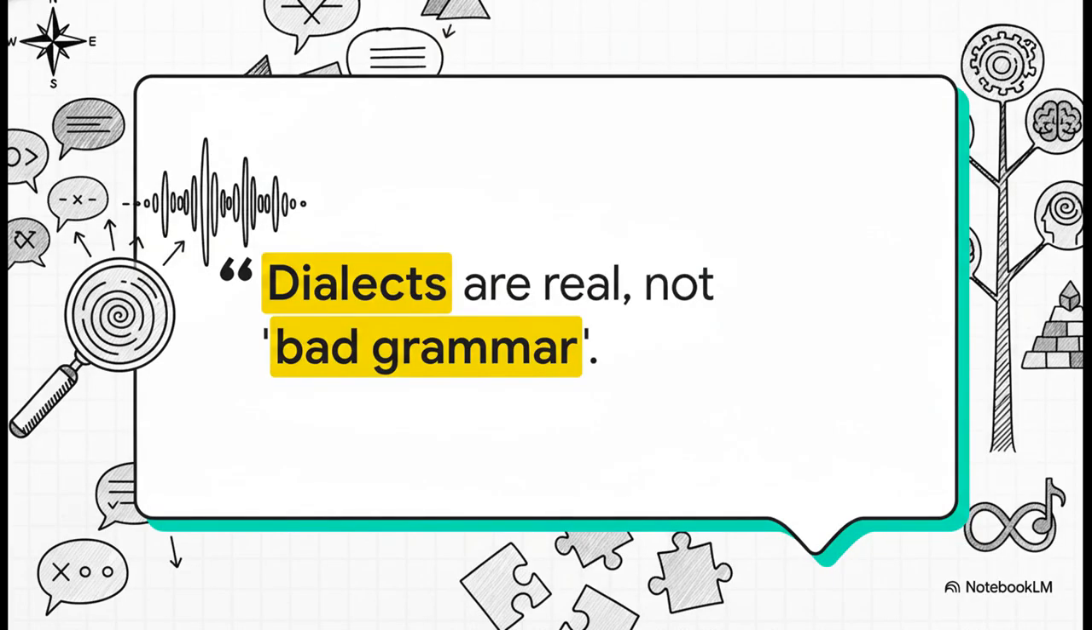And this brings us to a super important point, something every language detective has to get. These different ways of speaking, what we call dialects, they are not mistakes. They're complete rule-governed language systems. They aren't bad grammar, they're just different grammar.